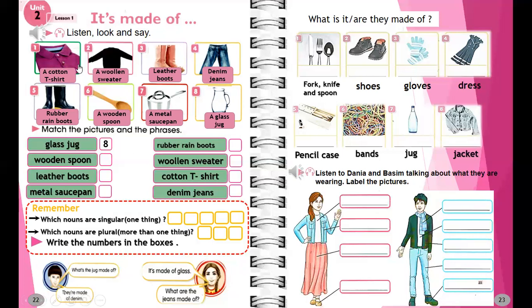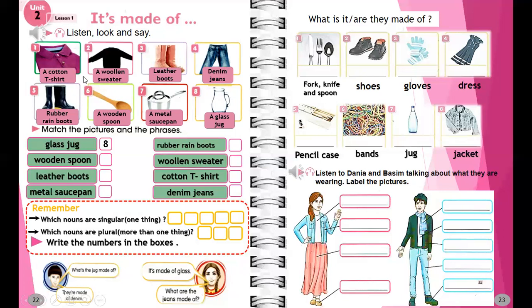1. What's it made of? It's a cotton t-shirt. 2. What's it made of? It's a woolen sweater. 3. What are they made of? They're leather boots. 4. What are they made of? They're denim jeans. 5. What are they made of? They're rubber rain boots. 6. What's it made of? It's a wooden spoon. 7. What's it made of? It's a metal saucepan. 8. What's it made of? It's a glass jug.